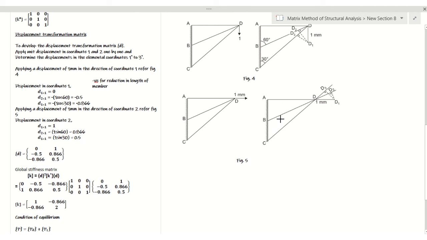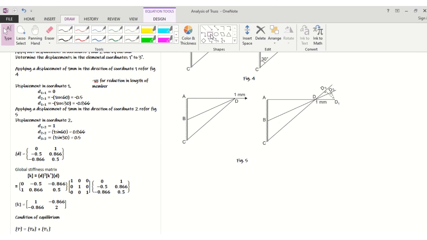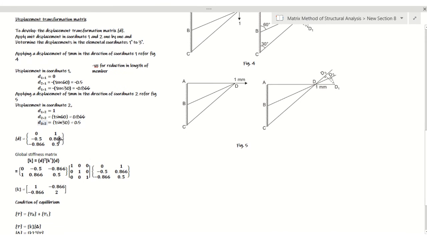Now the second elemental displacement, that is D2 star 2, sorry. Here we have D1 star 2, the displacement in elemental coordinate 1 when unit displacement is applied in global coordinate 2. That is the displacement along member AD, so it is coming out to be 1. Now the second elemental coordinate, this BD member: this second elemental coordinate is along member BD.